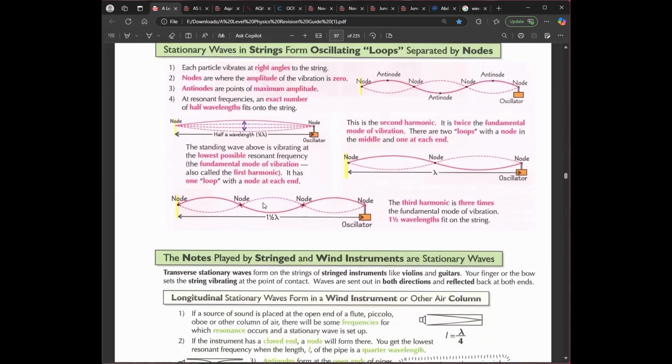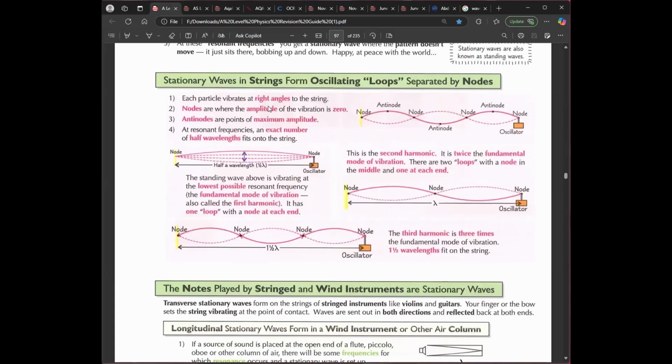Now coming to some specifics of it, each particle vibrates at right angle to the string. Nodes are where the amplitude of the vibration is zero. So nodes are the points where the amplitude is zero. We already know antinodes are the points where there is a maximum amplitude. At resonant frequencies, an exact number of half wavelengths fit into the string. So if you see this example, this is a half wavelength that goes through it. So this we would say is the resonance frequency that you have provided with the signal generator.